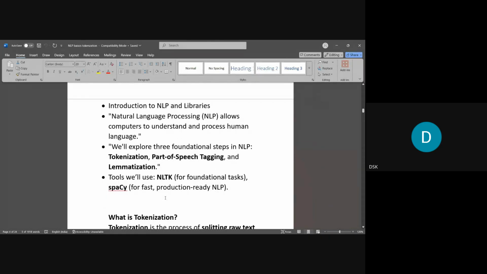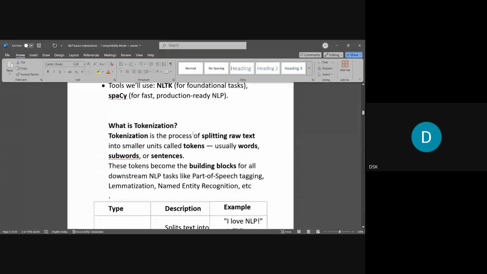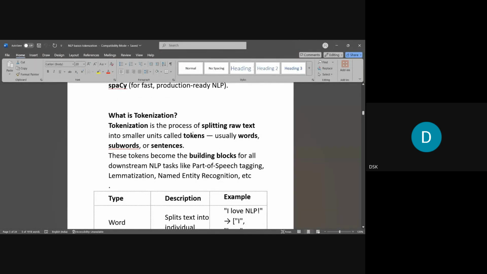Natural language processing allows computers to understand and process human language. As we have already explored this part, now we will get to tokenization. Tokenization is the process of splitting raw text into smaller units called tokens, usually words, subwords, or sentences. These tokens become the building blocks for all the downstream NLP tasks like part of speech tagging, lemmatization, or named entity recognition.